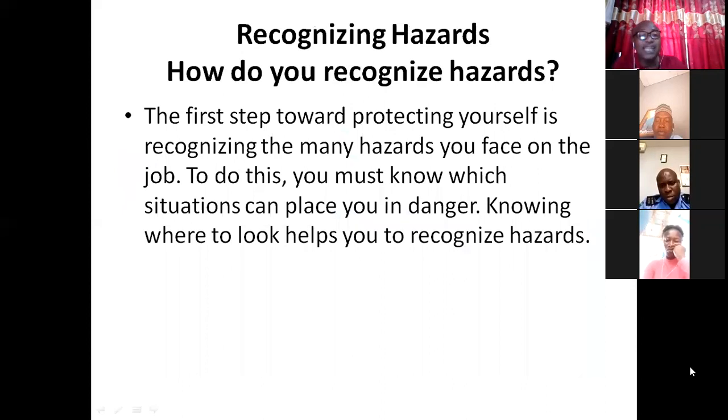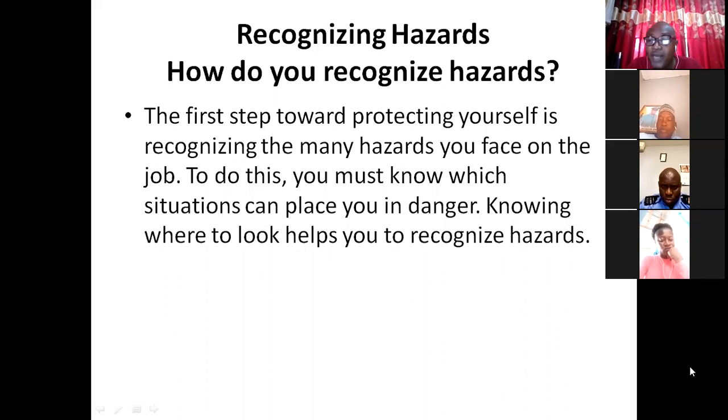So recognizing a hazard, how do you recognize a hazard? The first step towards protecting yourself is to recognize the many hazards you face on the job. To do this, you must know what situations can place you in danger. Know where to look for help as you recognize the hazard. If you are doing a particular job, you must be able to know the kind of hazard associated with that job.